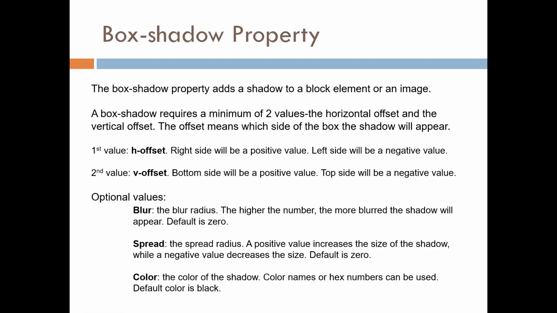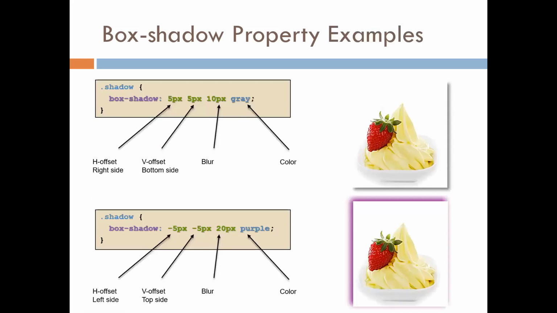So I'm going to flip to an example. This is box shadow. If you look at the top example, we've got the horizontal offset, the vertical offset, a blur number, and then a color. So over on the right, you can see that effect behind the image. Now on the bottom example, I've got reverse. I've got negative numbers, a much higher blur, and I've changed the color to purple. So you can see the difference that those values make.